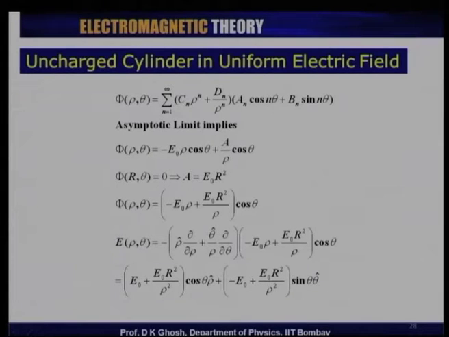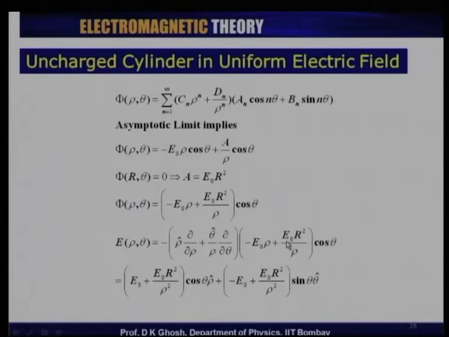So I have got an expression for the potential, and now I need to find the electric field that is there. So let us look at the electric field. The electric field is the negative gradient of this potential. The negative gradient is rho-hat d by d rho plus 1 over rho d by d theta along the unit vector theta-hat, and this is a fairly straightforward differentiation to be done.